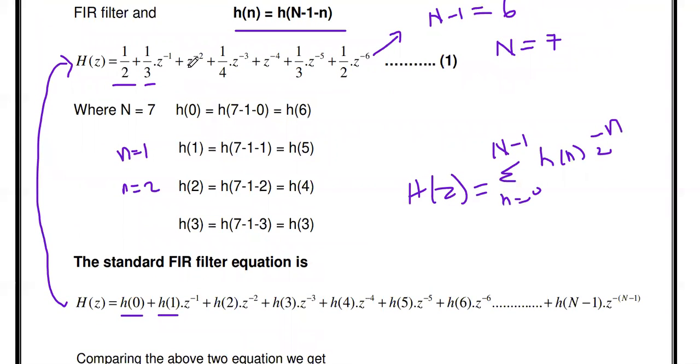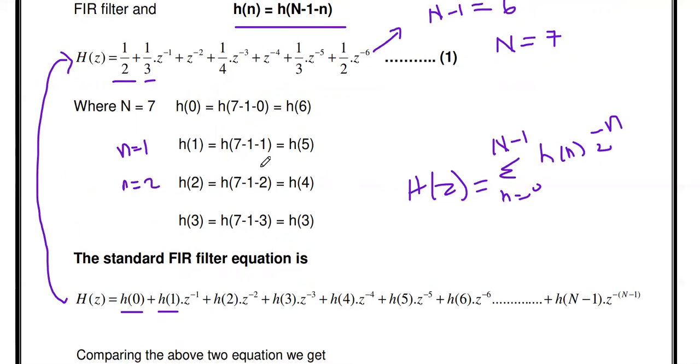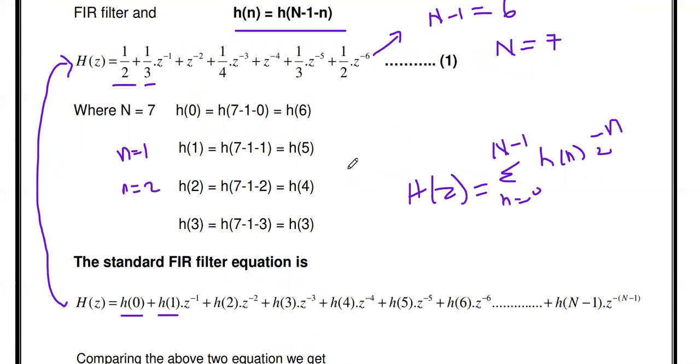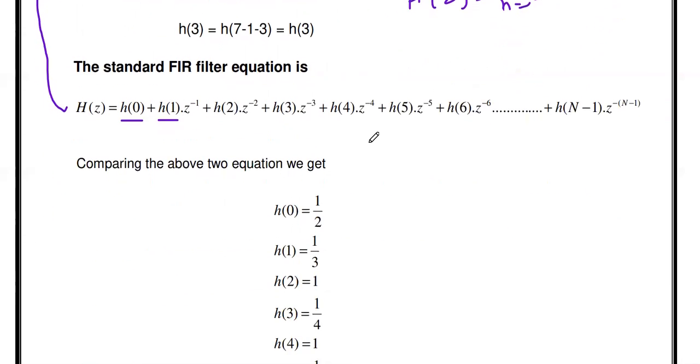Similarly, the coefficient multiplied with z power minus 2 is 1. So that is said to be h of 2. Similarly, h of 3, h of 4, h of 5, h of 6, you just write. So we can get the filter coefficients. In those filter coefficients, we have to check this condition. So what's the condition? We have to verify whether h of 0 and h of 6 are equal or not.